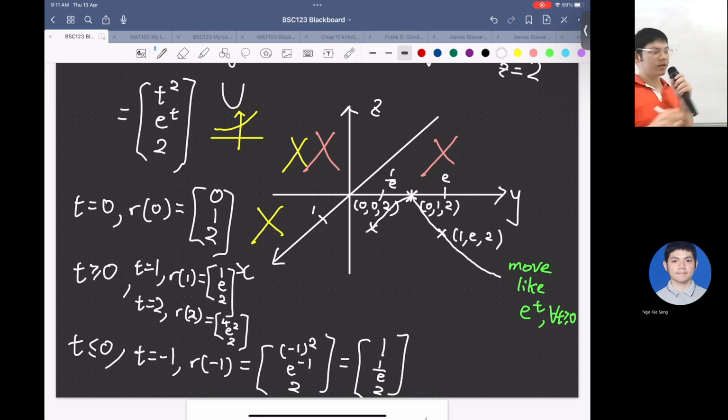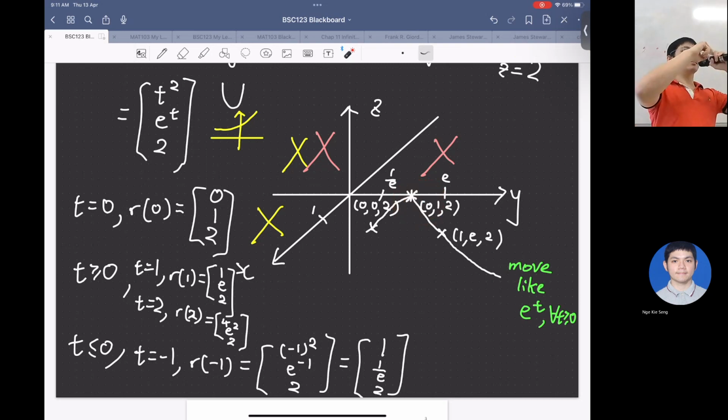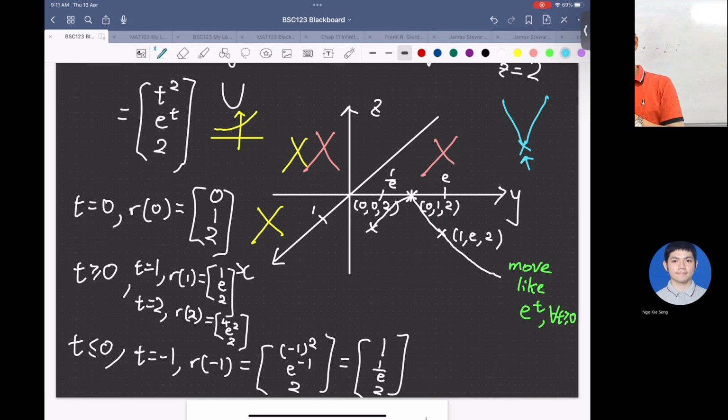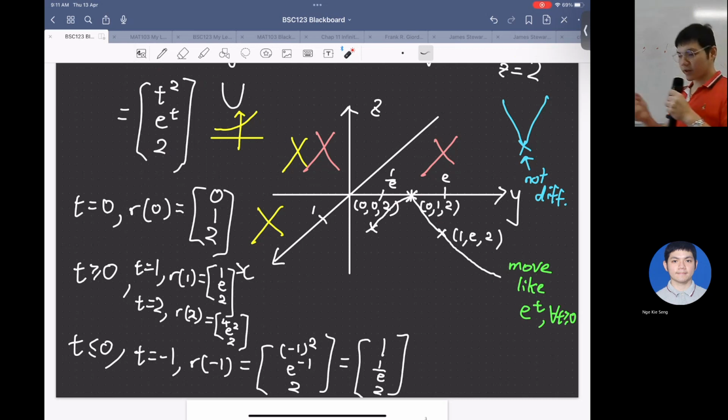So how to join here? Actually, there's a question. If you join it like a vertex, this means it is not differentiable. You got a spike. Usually if you see something like this, this point is not differentiable. But in our case, these are all differentiable functions, so you should join smoothly here. Why can we join it? Because this curve is also continuous at that point, so you can join it together.